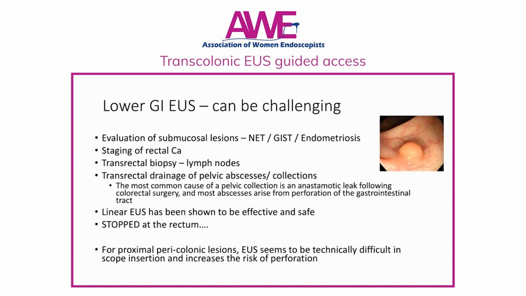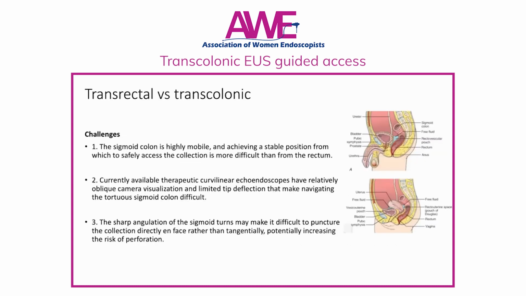There have been cases of transrectal drainage of pelvic abscesses and collections. The most common cause of a pelvic collection is an anastomotic leak following colorectal surgery, and abscesses tend to arise from perforation of the GI tract. So linear EUS has been shown to be effective and safe, but we've kind of stopped at the rectum. For proximal pericolonic lesions, EUS seems to be technically difficult in scope insertion, and we are afraid of the risk of perforation. So why is that so?